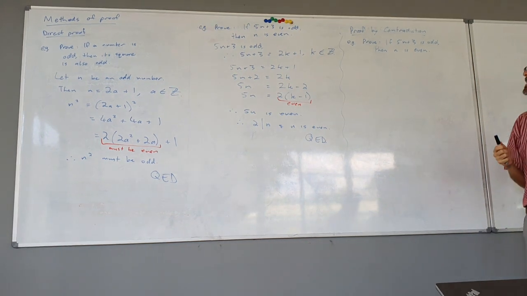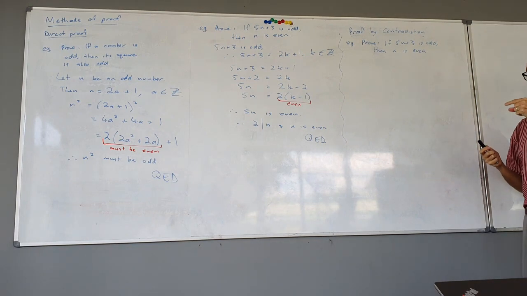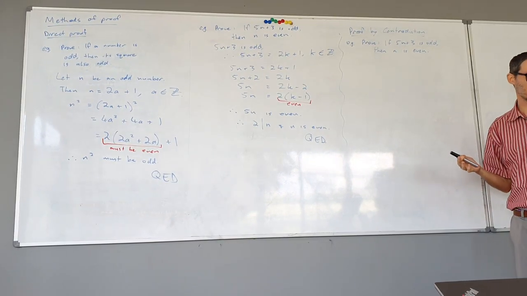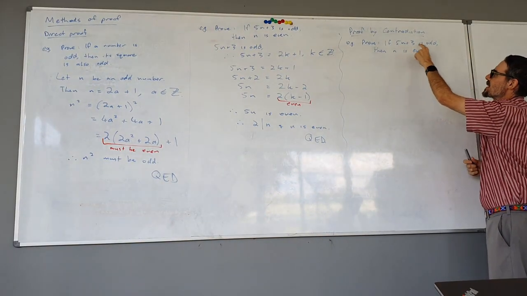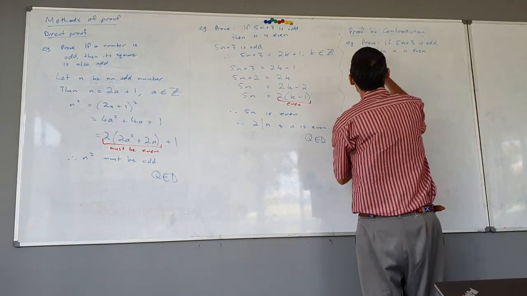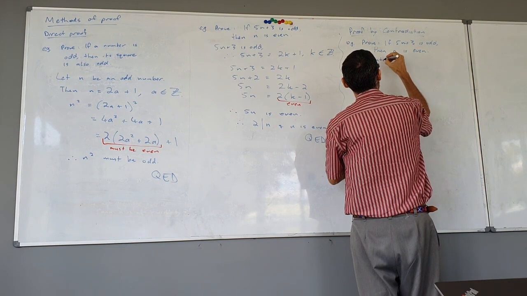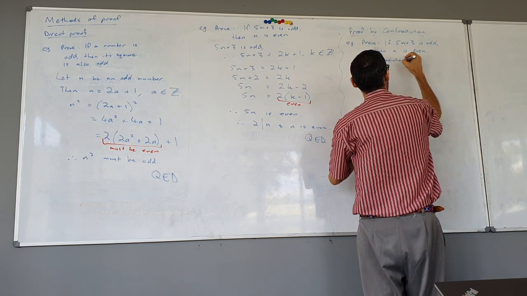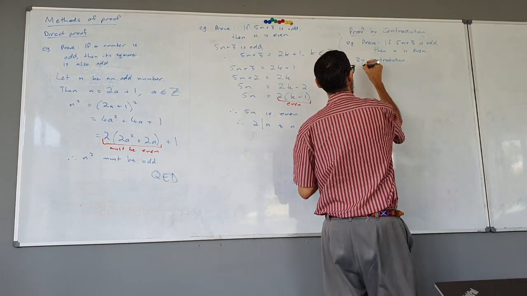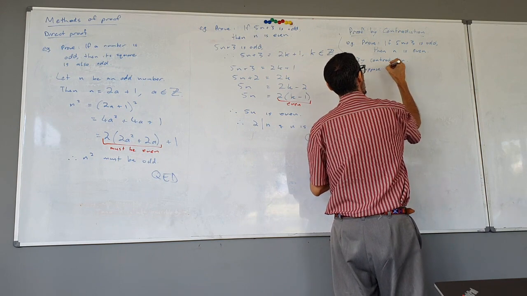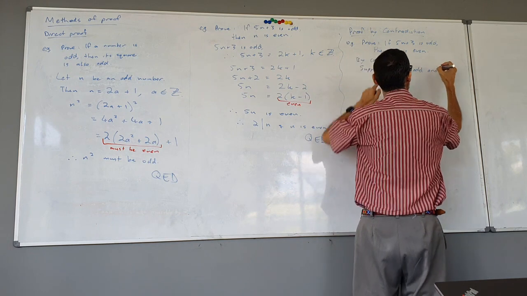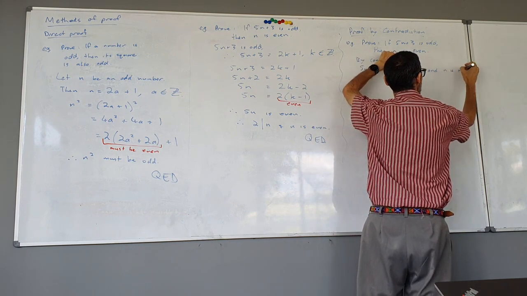Proof by contradiction says, start with something you think will contradict it, and show that you end up in nonsense land. So I'm going to assume that this is odd, but that n is odd. So I'm going to go by contradiction, and I'm going to go, suppose 5n plus 3 is odd and n is odd.